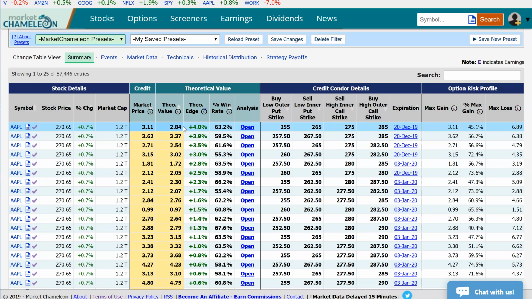And basically what this is saying is that today you get a credit of $3.11. We think the theoretical value is $2.84. So if you're selling it above the theoretical value, then you're receiving an edge. So this 4% is based off the difference between what you could sell it for and what it's worth, divided by your max loss, or what you have at risk, right?